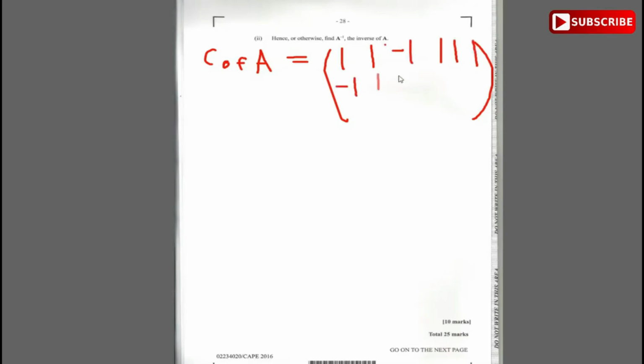So the cofactor of A is going to be equal to, we're going to find the cofactor matrix: determinant here minus the determinant here plus the determinant here, minus the determinant here, plus the determinant here, minus the determinant here, determinant here, minus the determinant here, plus the determinant right here. Let's go ahead and find the cofactor.